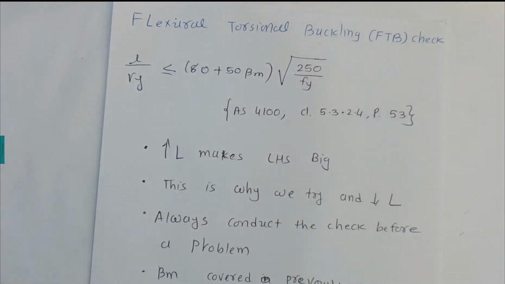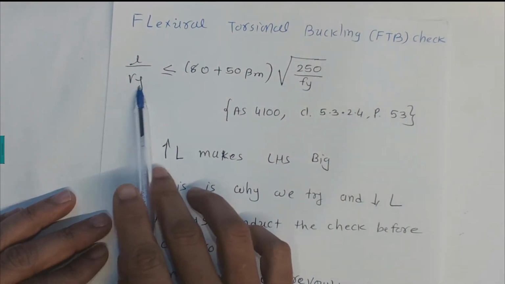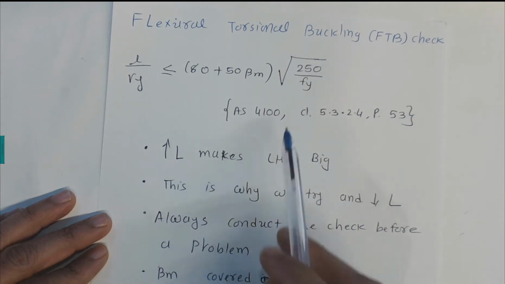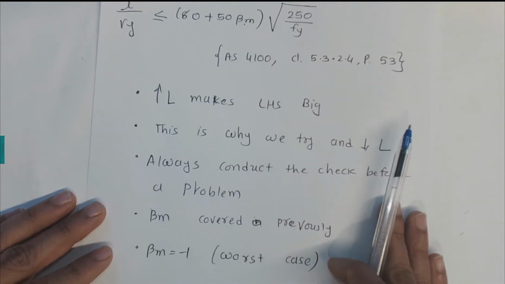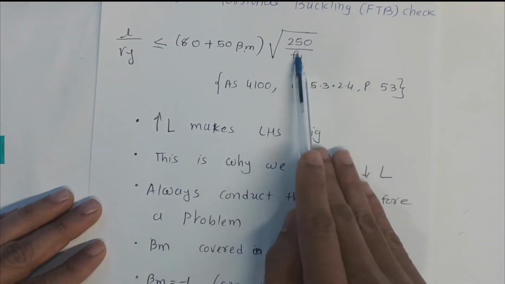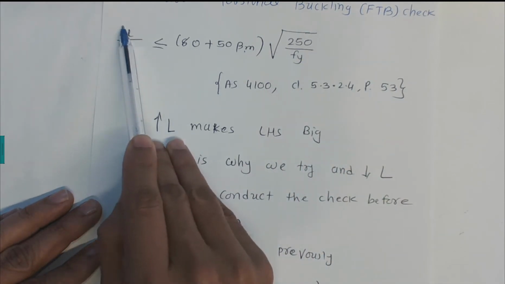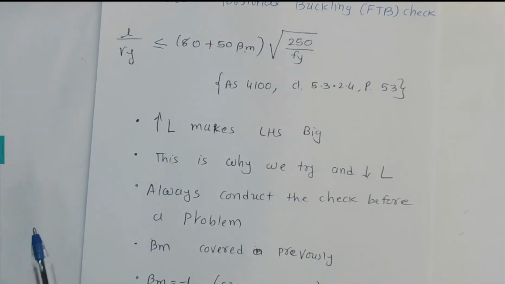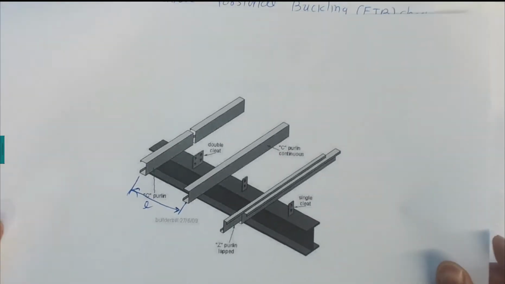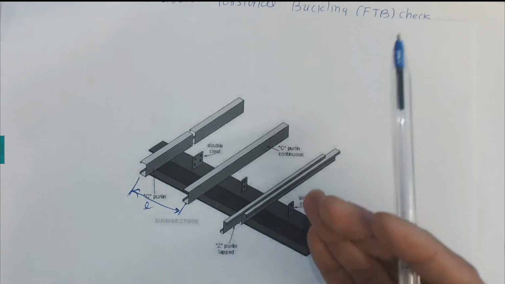Ry you can get from the steel tables. Ry is the radius of gyration for the particular beam. Beta m, we covered previously. In the worst case scenario, beta m would be taken as -1. Fy, we should take from the steel tables. Now what is the characteristic? If you increase this length, then flexural torsional buckling is going to occur.